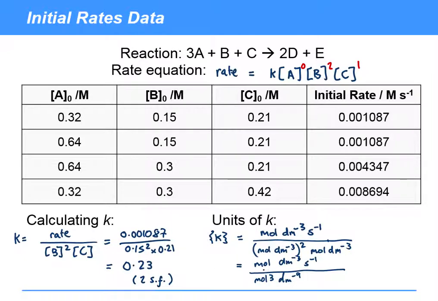Now we need to do a little bit of cancelling. So we've essentially got mole to the 1. We're dividing, so we need to subtract the indices. So we're going to get mole to the minus 2. I'll just shorten this line for clarity. Again, we subtract the indices. Minus 3 minus minus 9 is plus 6. Decimeters to the 6. And seconds to the minus 1. Usually we quote the positive indices first, so that would be decimeters to the 6, mole to the minus 2, seconds to the minus 1.